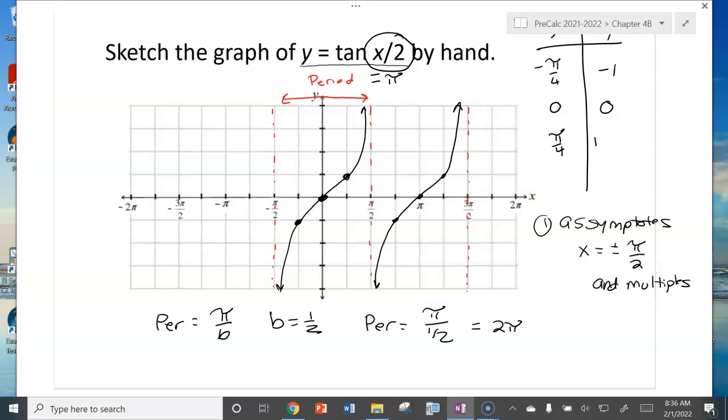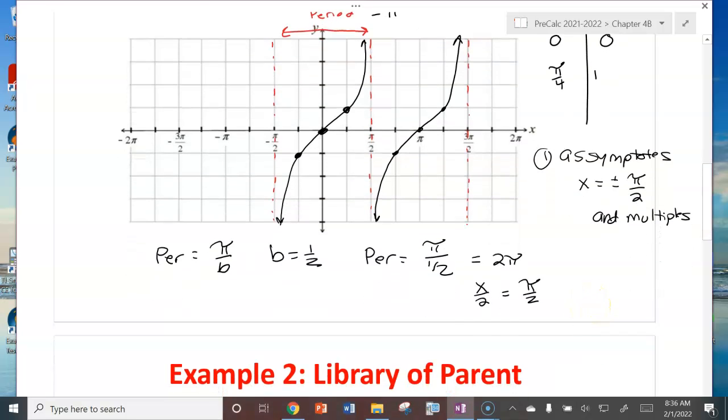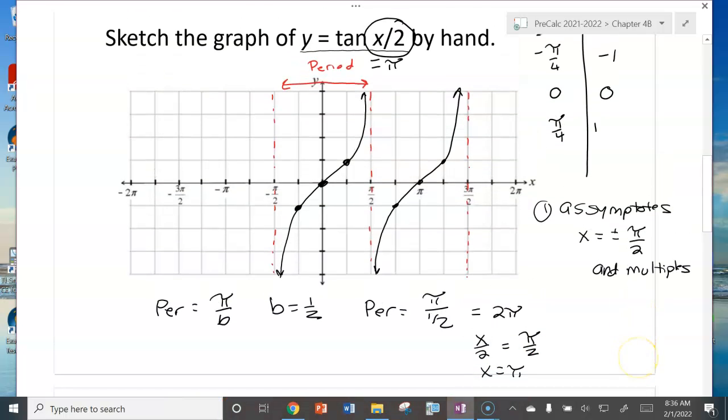So let's figure out where the asymptotes go. So x over 2 equals pi over 2. And then solve for x. X is going to equal pi. So now my asymptotes, instead of being at pi over 2, are going to be at pi. So I'm going to erase these.